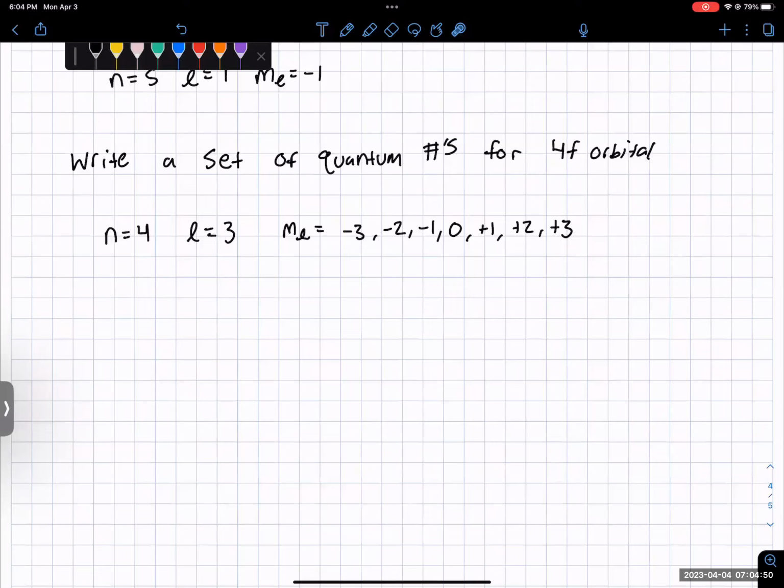Is the worksheet pinned? No, but it was sent out last time. Are you able to find the m sub s, the spin thing? You just pick one. You just put either -1/2 or +1/2. It does not matter. As long as you don't make it like 200 or something, you're good.